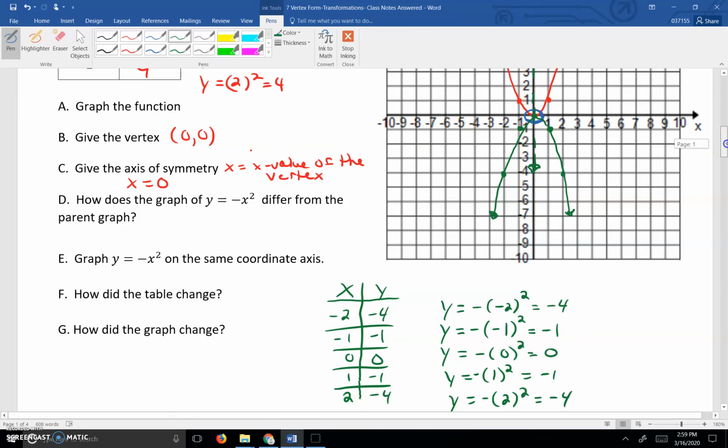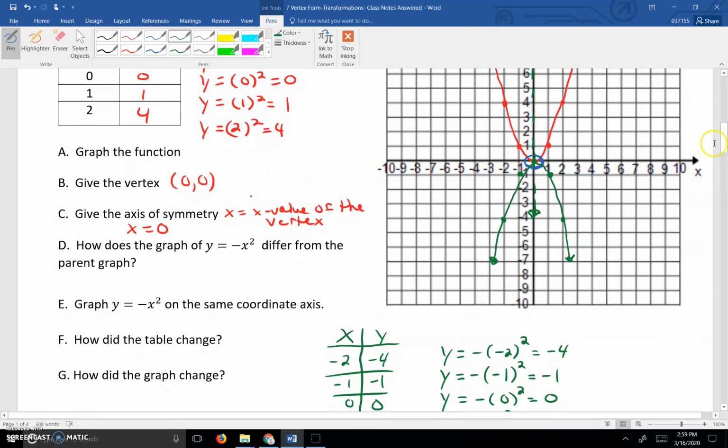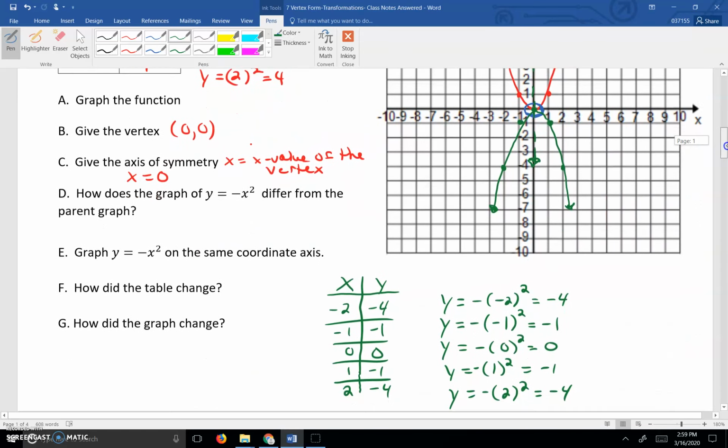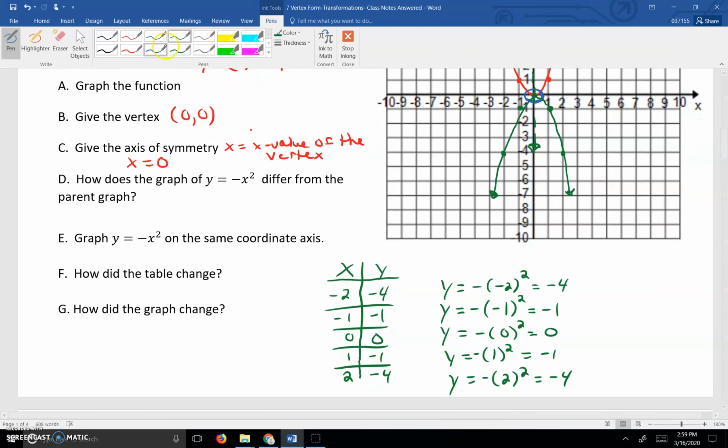If I want to compare that to the parent function, I'm going to look and say, what happened from the red graph to the green graph? What happened from the chart up here of the parent function to the chart I just created? So when I look at the table, the only difference in the table is right here. Each one of the y values became negative. That's my answer to that. All of the y values became negative.